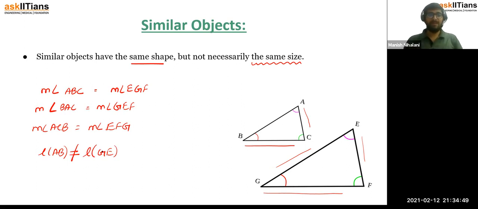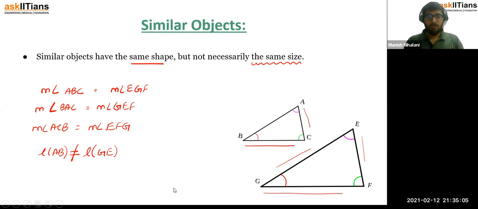We can clearly say that these objects have the same angles, they have a similar shape, they have the same shape, but they don't have the same size. So this is what we call similar objects.